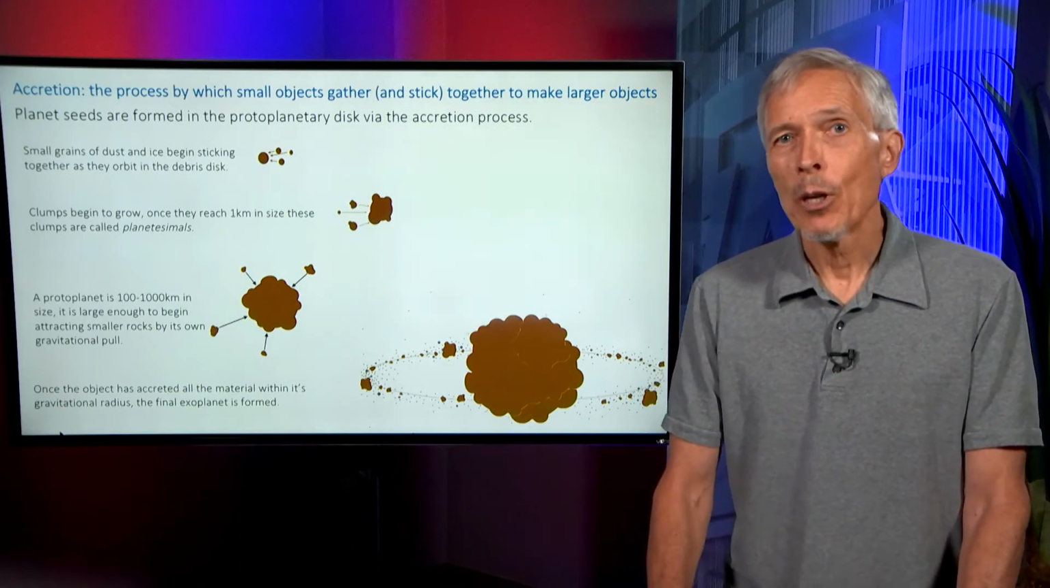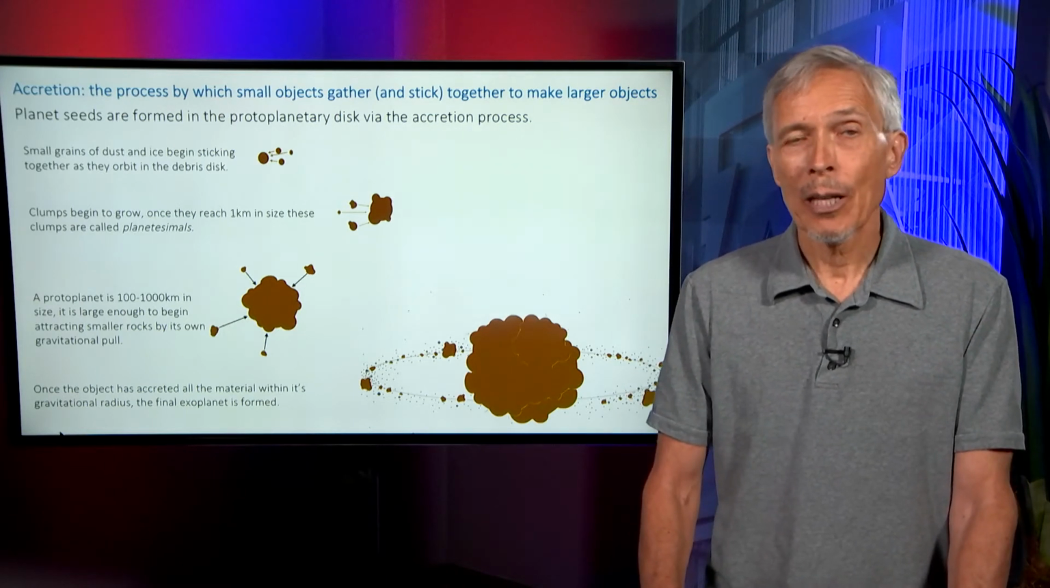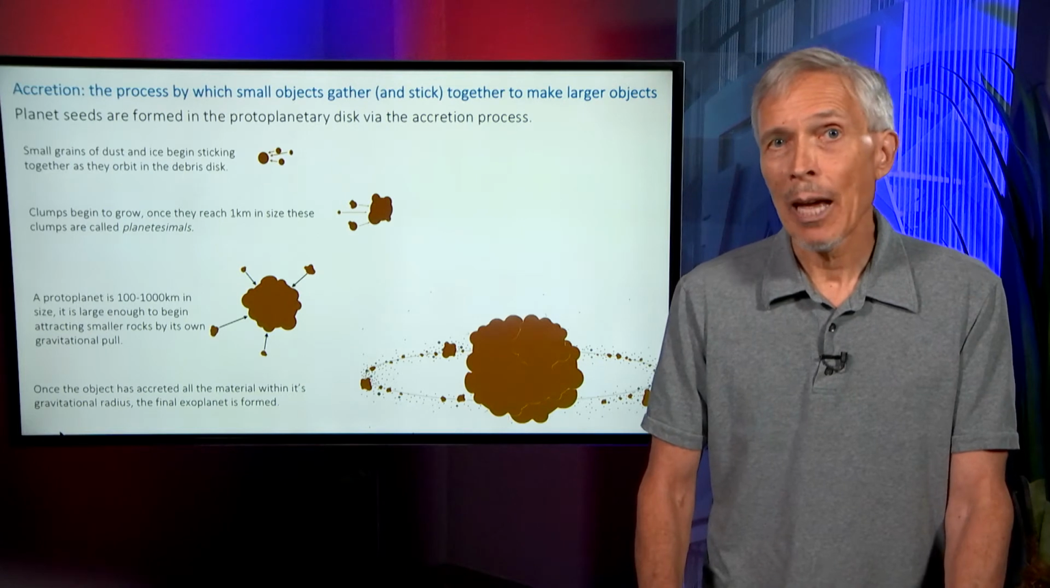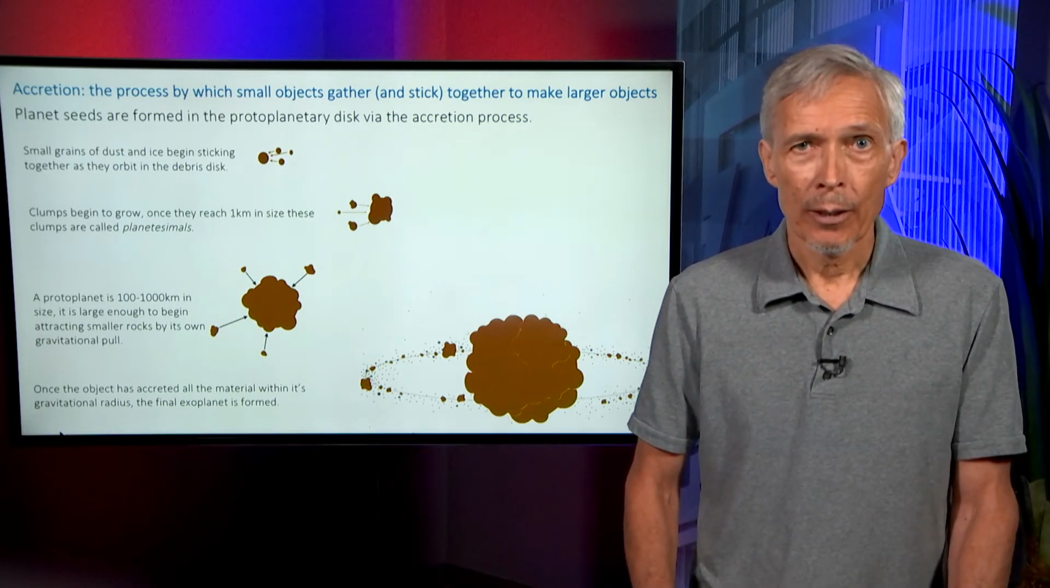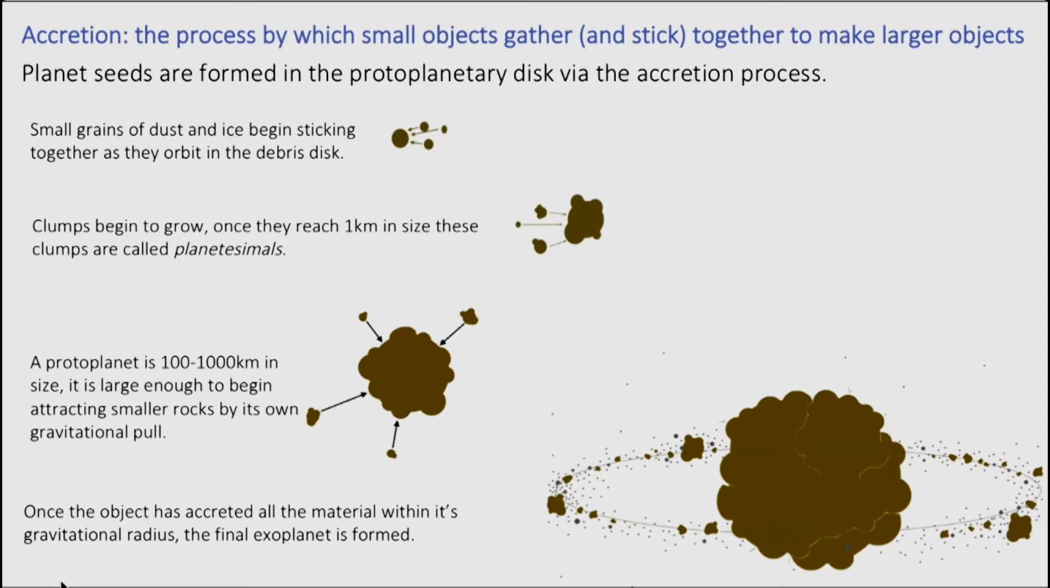The process by which smaller rocky particles stick together to eventually become large objects and even planets is called accretion. We think accretion is a general physical process that applies in all star formation regions and leads to the formation of planets essentially every place that a star forms, using the material that's left over from the collapse.